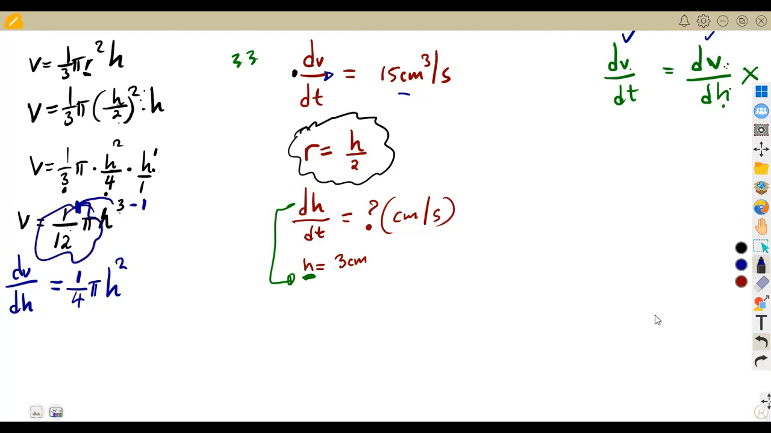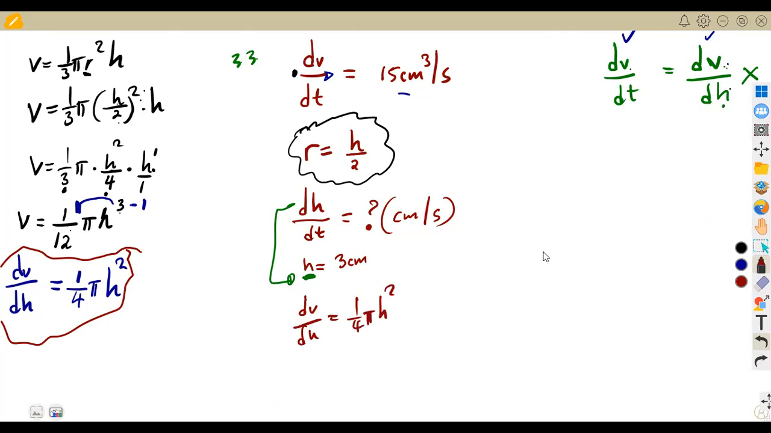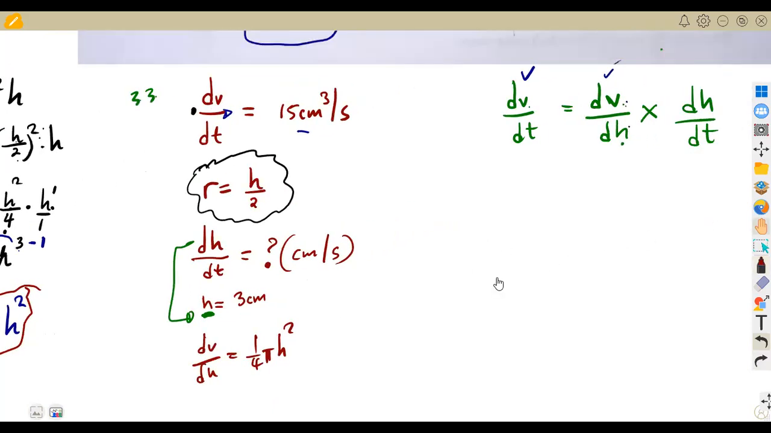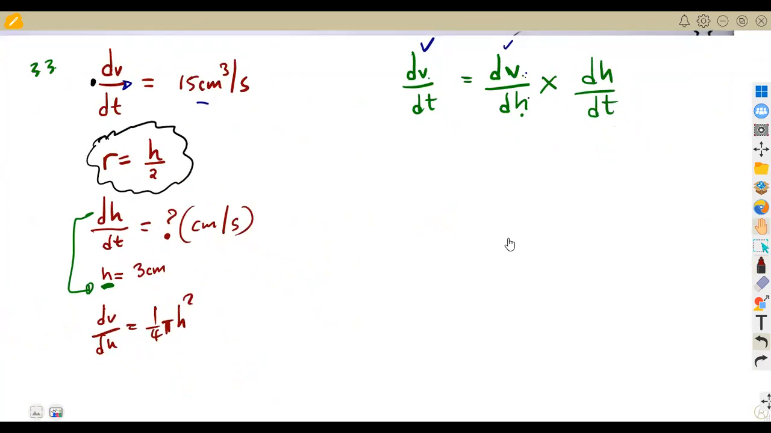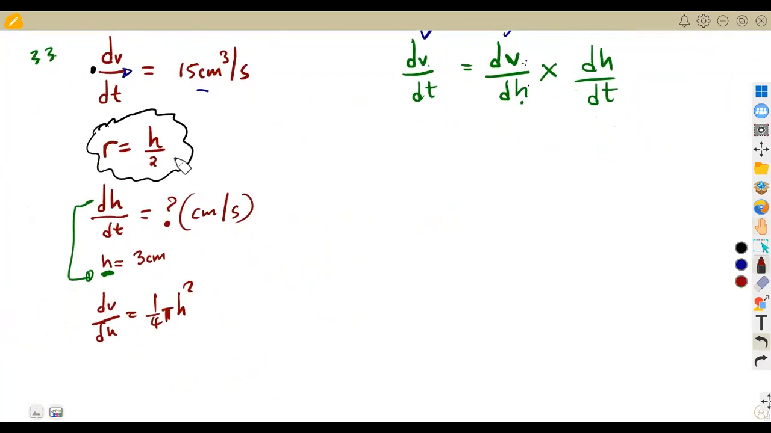This one, it's a constant. Pi, it's a constant, so you don't differentiate that pi, just multiply by the part that you have. So now we have dV/dh in this case. From our information, our dV/dh can be given as 1 over 4 pi h squared. So this is the one that we are supposed to have now, because what we want is to find dh/dt, this one.